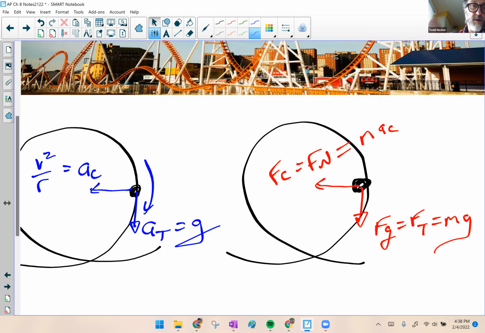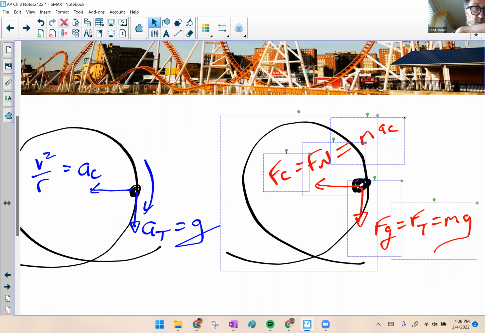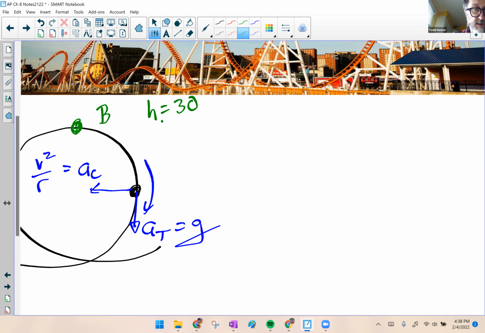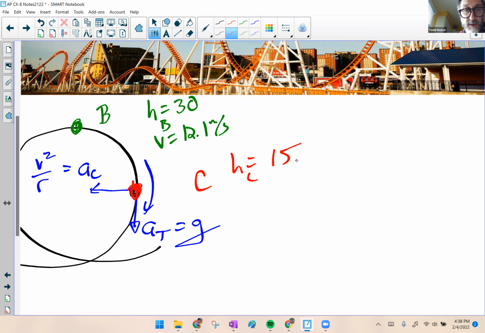Let's see, what's going on? We already know at point B the height is 30 and the velocity is 12.1 meters per second. We found that before. Now what we've got to know is over here at point C, the height is going to be 15 meters, right? Because the radius is 15. And we've got to find the velocity at point C, so that we can find our centripetal force.